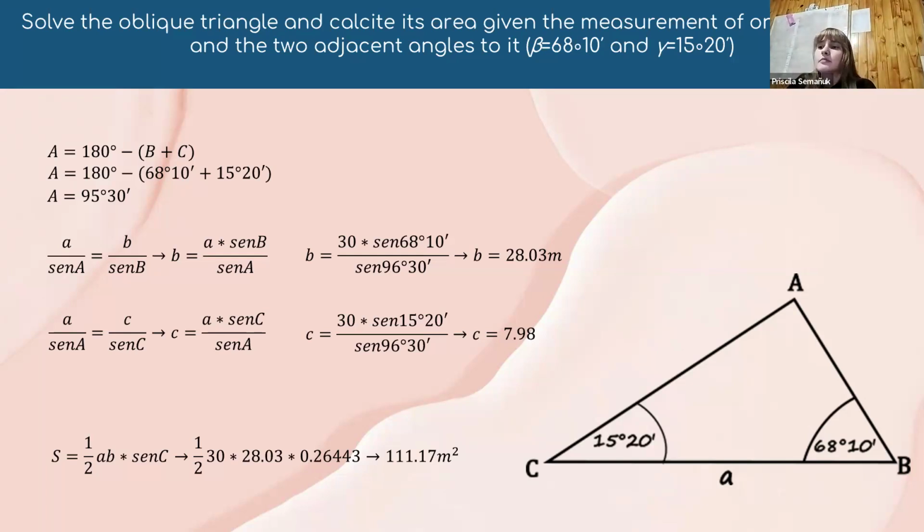Now, it also says that I should measure the area. So in this case, the area of this triangle will be a multiplied by b over 2 multiplied by sine of C. And we just substitute the values and we have the total area of this triangle.